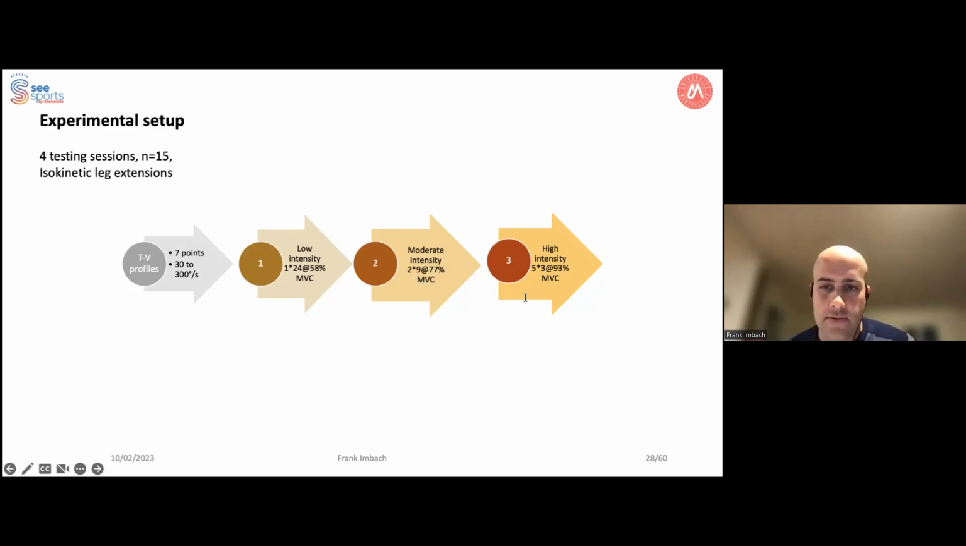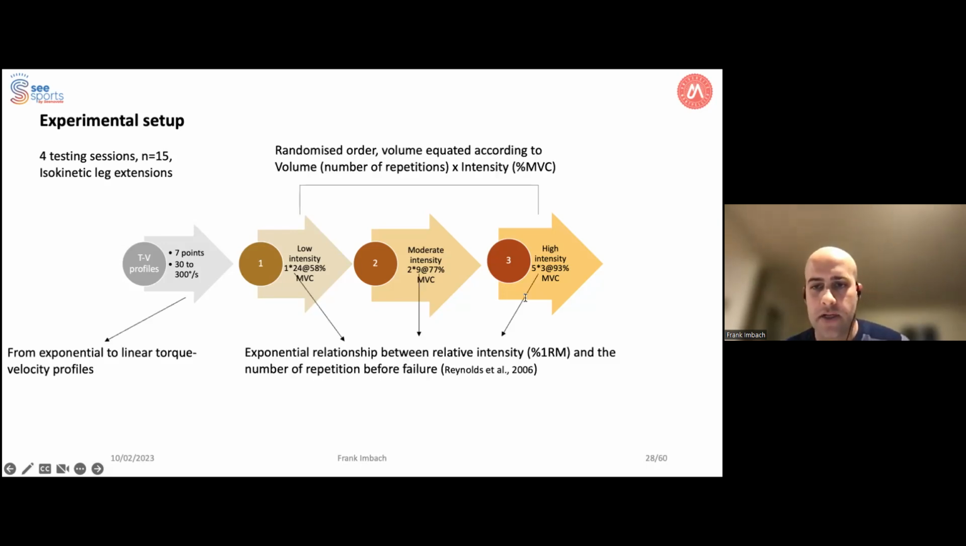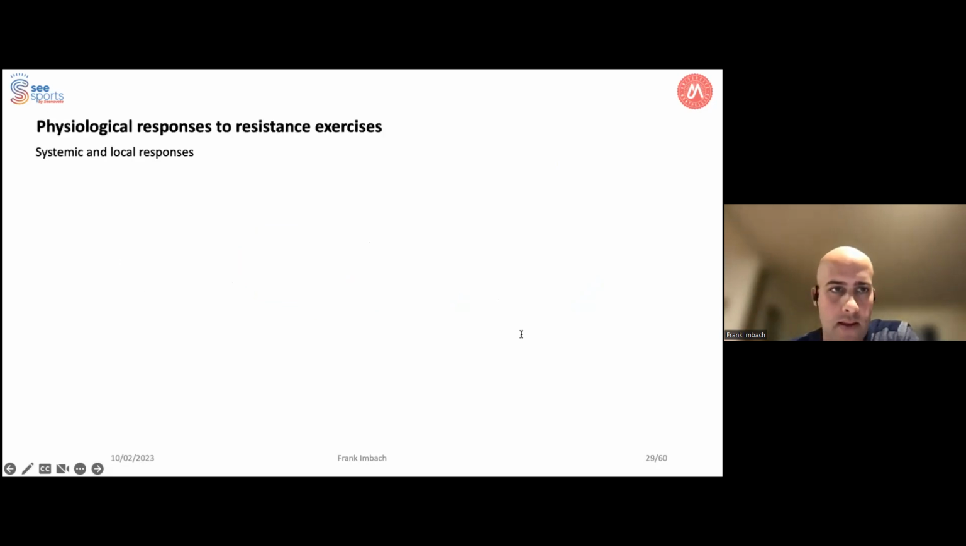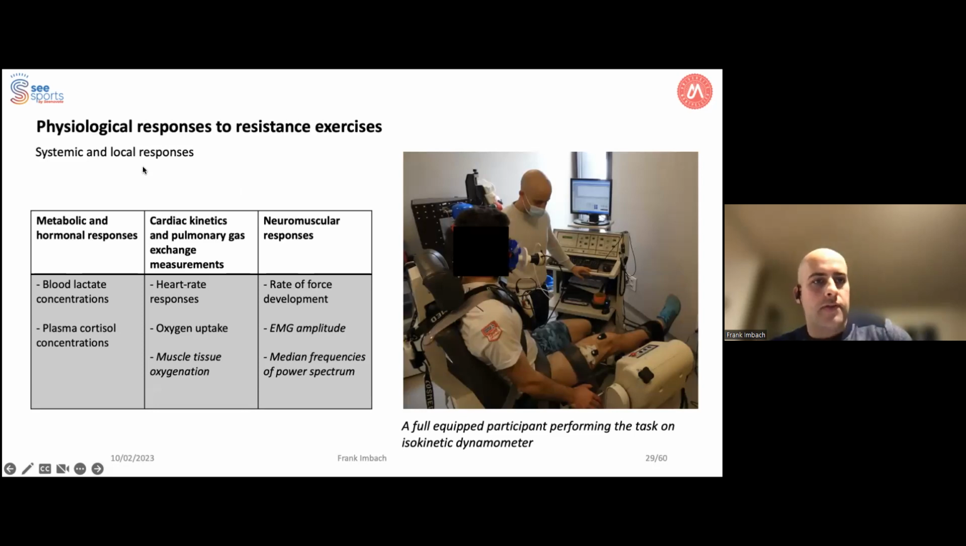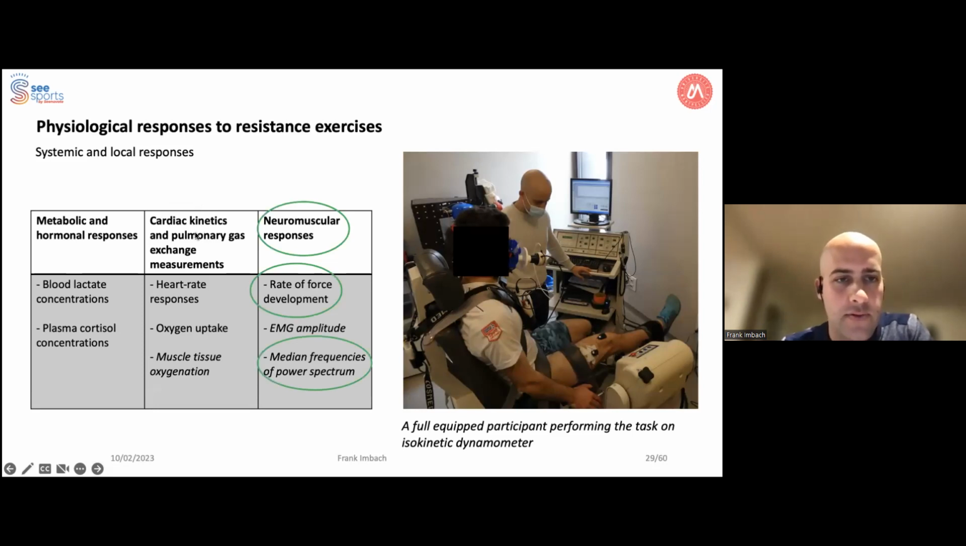What is very important is that individual intensities and number of repetitions were found according to the exponential relationships between the relative intensity in percentage of maximal repetitions of 1 RM and the number of repetitions before failure. This way, the 3 sessions were, as I said, theoretically volume equated if we consider the famous volume load equation given by the product of volume and intensity. We also measured some physiological responses, and we will focus only on neuromuscular responses, such as rate of force development, EMG analysis, in both time and frequency domains.